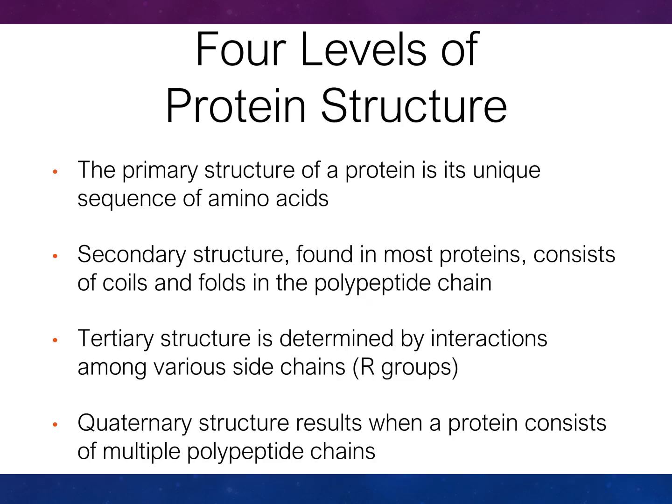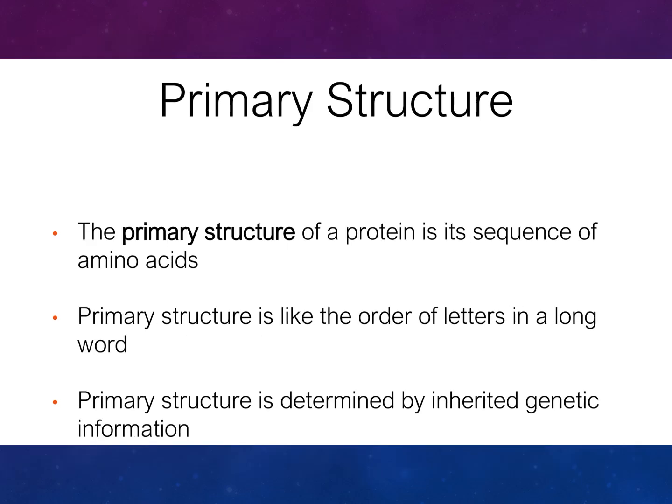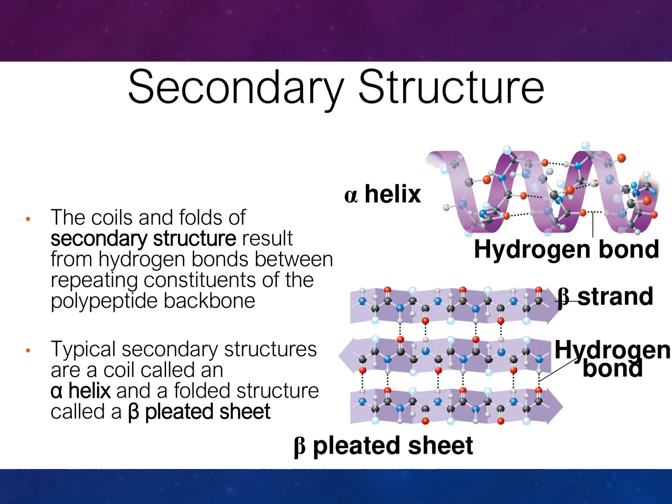There are four levels of protein structure: primary, secondary, tertiary, and quaternary. Primary is a unique sequence of amino acids. Secondary consists of folds and coils in the polypeptide chain. Tertiary is determined by interactions among various side chains, R groups, and quaternary results when a protein consists of multiple polypeptide chains. The primary structure of a protein is its sequence of amino acids. Primary structure is like the order of letters in a long word. It is determined by the inherited genetic information.